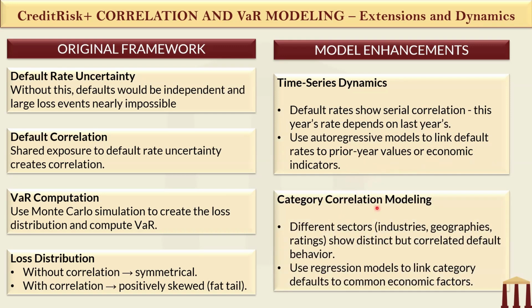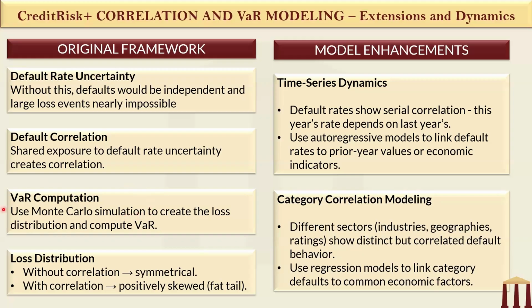And category correlation modeling. We can extend the framework across multiple categories, across multiple sectors, industries, geographies, or even rating classes. They show distinct but correlated default behavior. So each category may have its own default pattern but still respond to common economic shocks. Now, using regression models, we can model how each sector's default rate reacts to these common economic factors. So this will preserve realism, but it will also maintain some analytical simplicity.